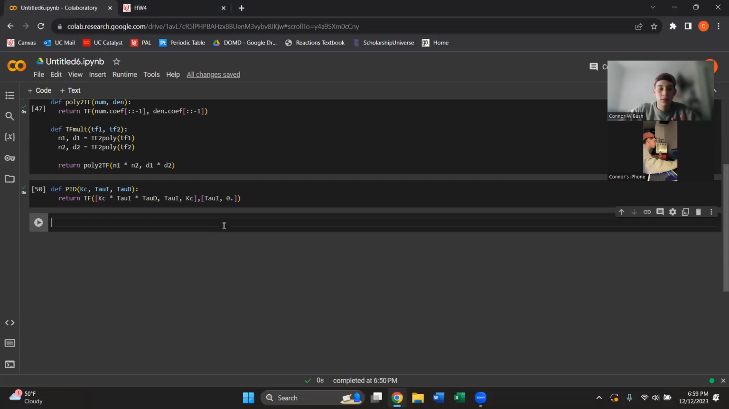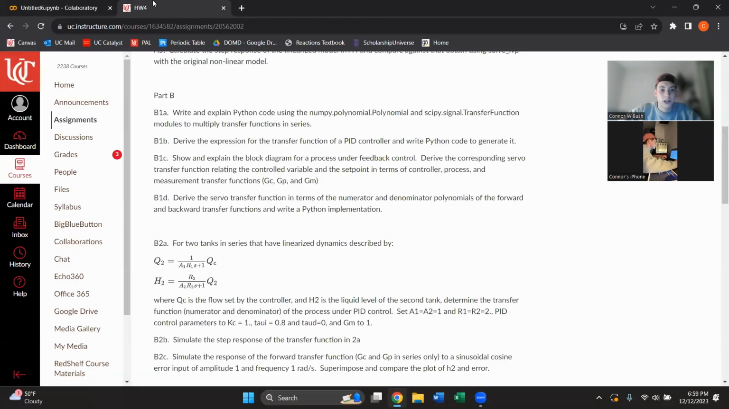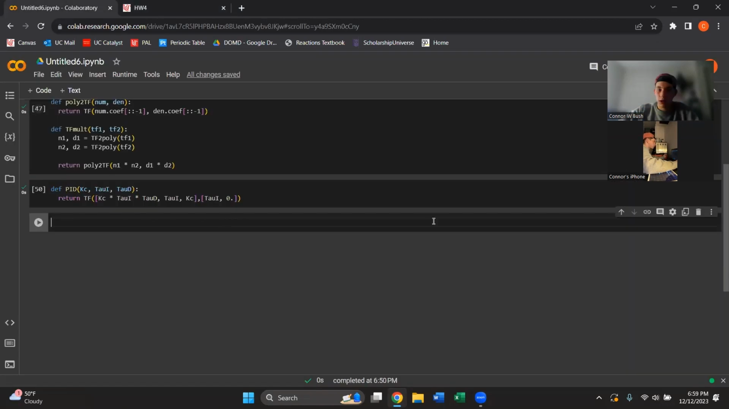We're back in Python here. So, refreshing on what we're doing: we explained this situation, and now we're going to get the servo transfer function in terms of the numerator and denominator polynomials of the forward and backward transfer function. To do that in Python, we need to define a new function. So we're going to say tf feedback, where we have a forwards transfer function and then a backwards transfer function. I'm going to define that like this.